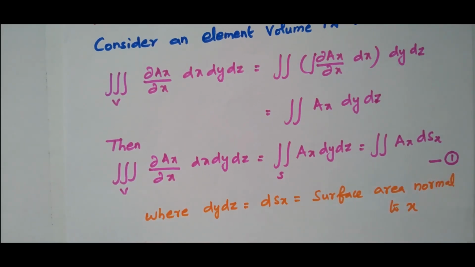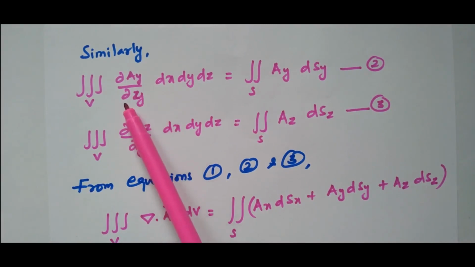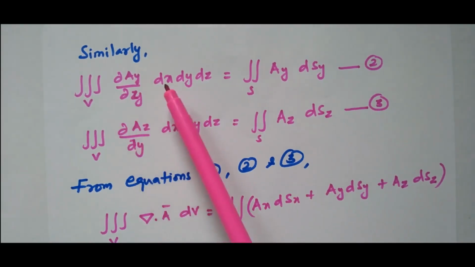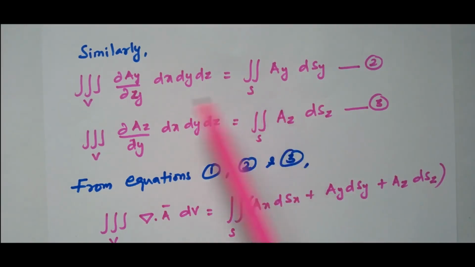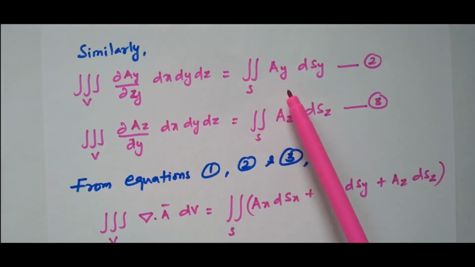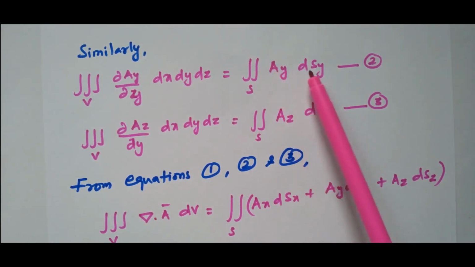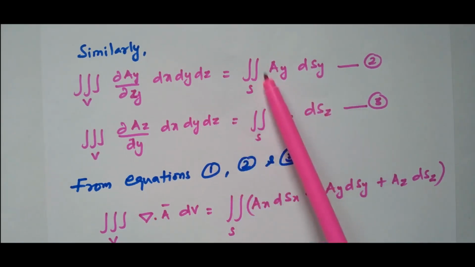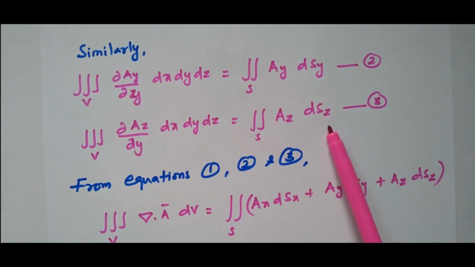Similarly, we can calculate the y and z directions. So similar to the x direction, the y term can also be written as ∂Ay/∂y dx dy dz, which can be written as a surface integral. Now that triple integral is reduced to the surface integral Ay dSy. Previously what we had was Ax dSx. Similarly, for y we have Ay dSy, and similarly for the z direction, Az dSz, right?